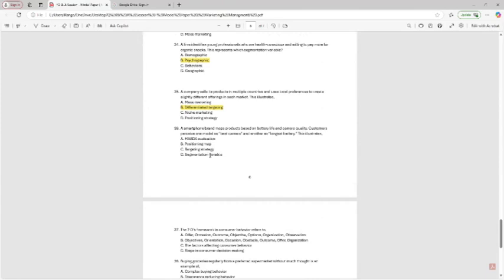So what is the answer? A smartphone brand maps products based on battery life and camera quality.